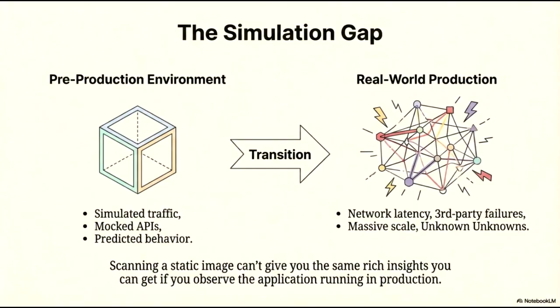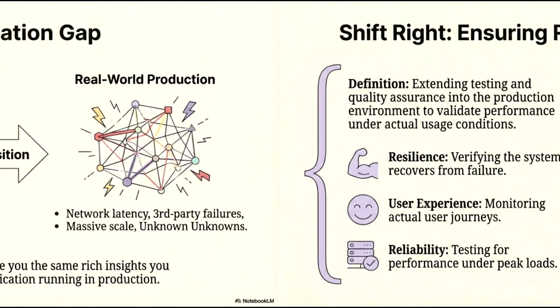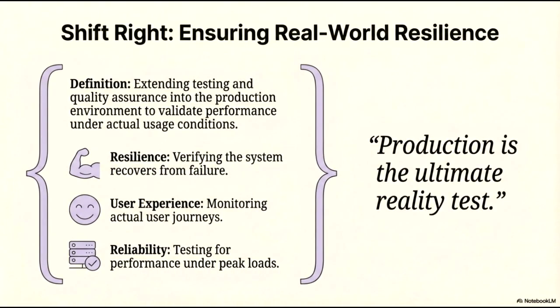Ultimately, scanning a static image or testing in a vacuum cannot provide the rich, actionable insights that come from observing an application as it truly lives and breathes in production. Shift Right is about ensuring real-world resilience by extending testing and quality assurance practices into the production environment. This allows us to validate performance under actual usage conditions, moving beyond the limitations of pre-production environments.